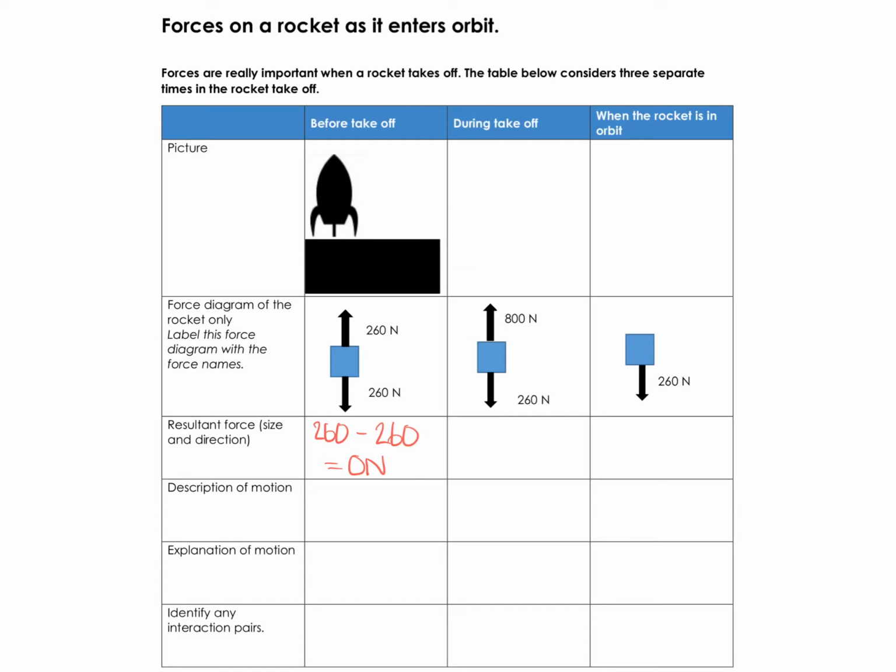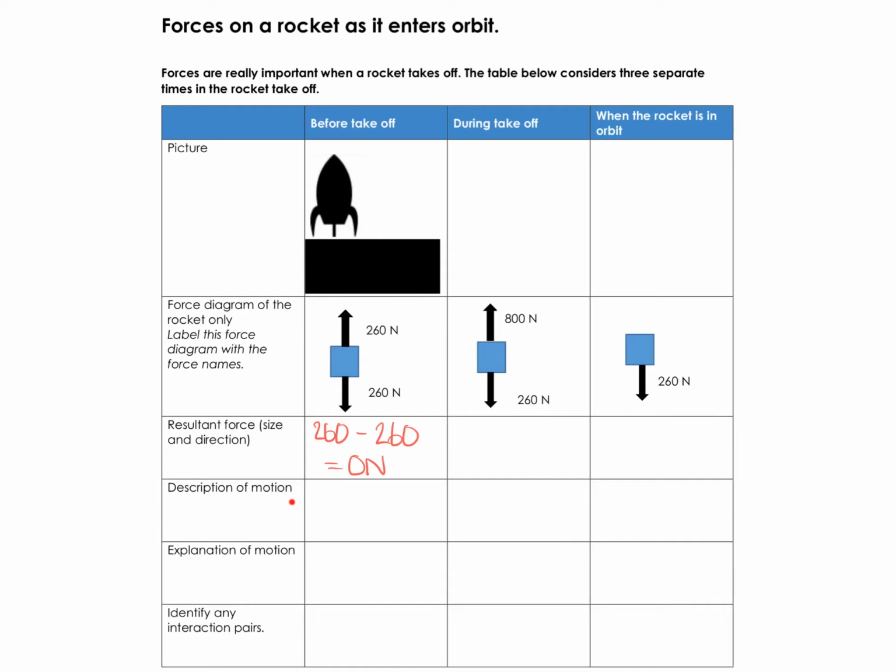You need to do the same here and the same here. If you have a resultant force of 0 newtons, there's no direction associated with that because there's no force acting overall. But here and here, because you will have a resultant force, you need to also state the direction. So is it however many newtons up or however many newtons down? You need to put the direction as well.